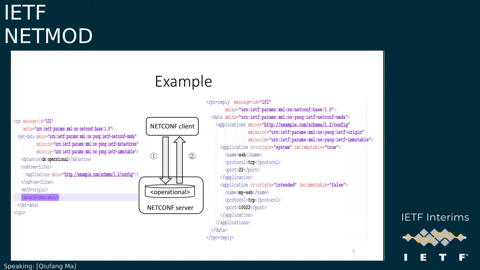So immutable data can only be system configuration, right? Then that should be present in the system data store and will not be present in running by default. So it will not be present in running unless being explicitly copied into running. And then you can delete it. Yeah, you can delete it.